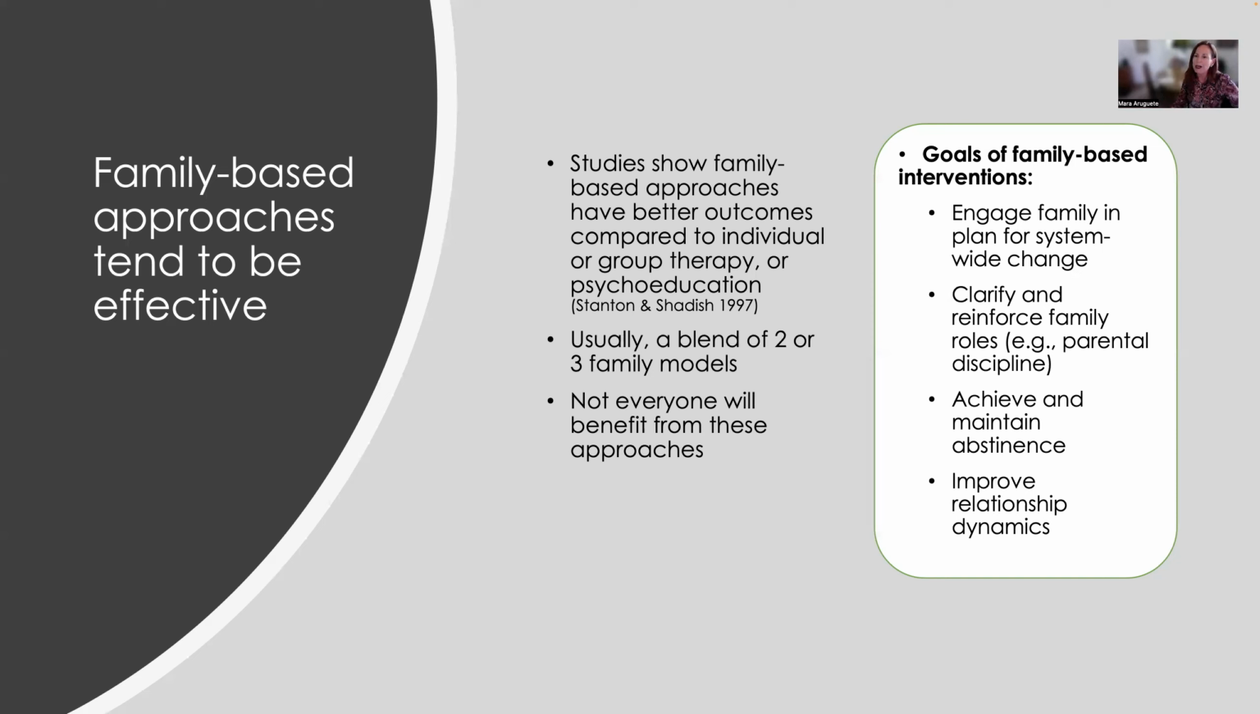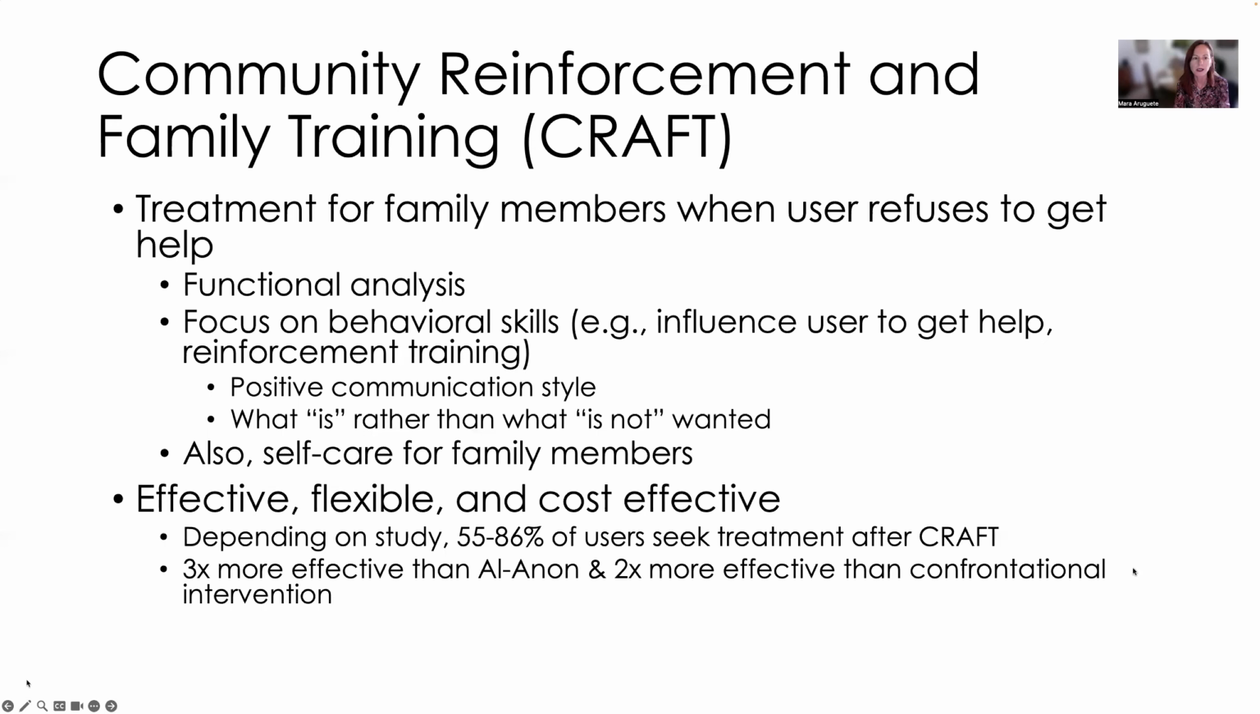They tend to clarify and reinforce family roles. For example, parental discipline of children. That's a family role. A lot of times when a parent is addicted, the children will sort of become parental in some ways, taking care of the parent. These therapies are generally abstinence-based therapies. They're all about achieving and maintaining abstinence in the family, and then improving these relationship dynamics so that the family relationships are supporting healthy behaviors rather than supporting unhealthy behaviors.